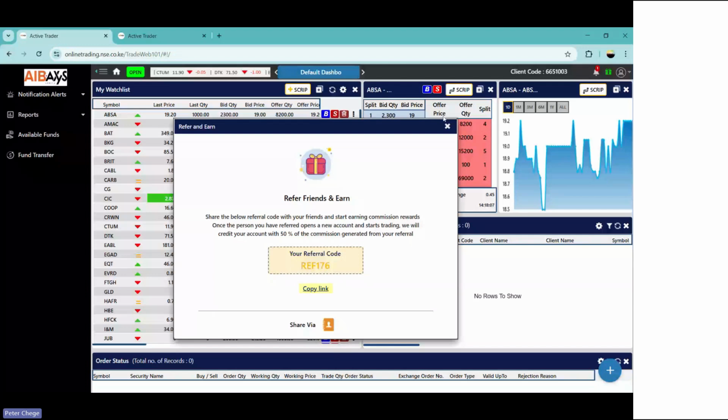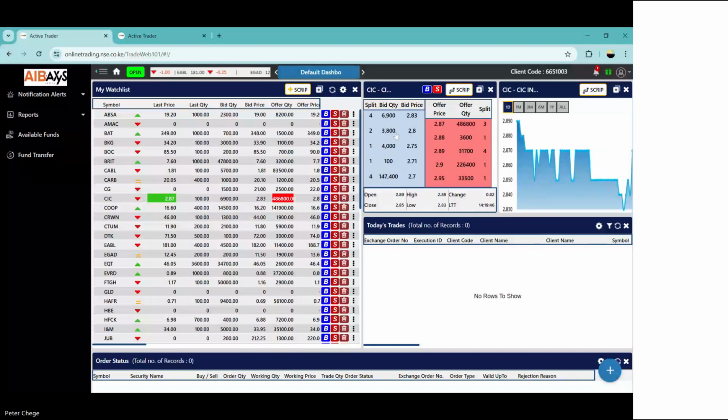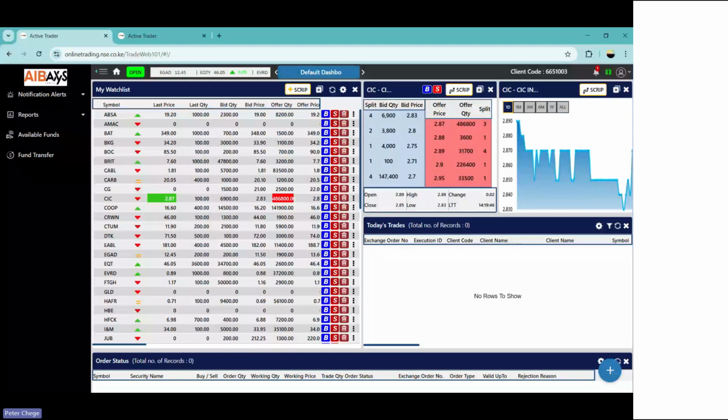Let's say I want to buy CIC. There is this screen you can see here, and you can move it around. These are moving here. It's called market depth. It has the bid side in this color, and on the reddish side the offer side. So you have bid and offer.